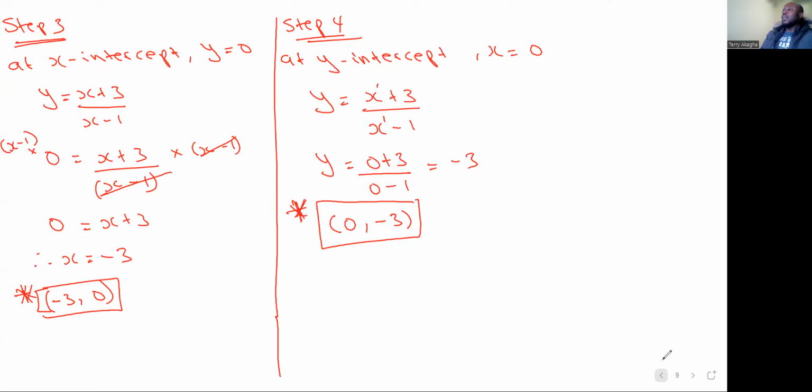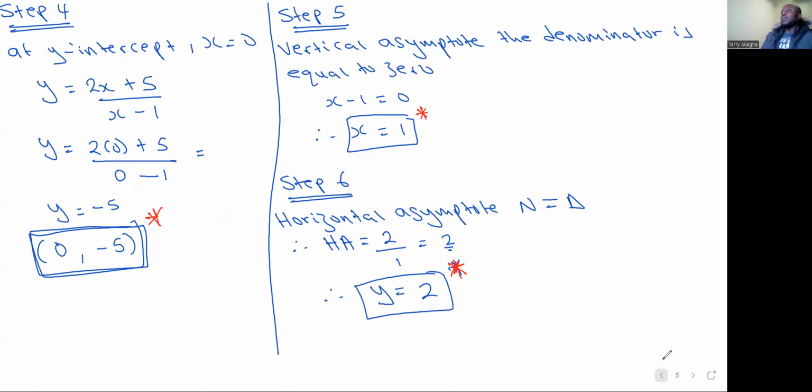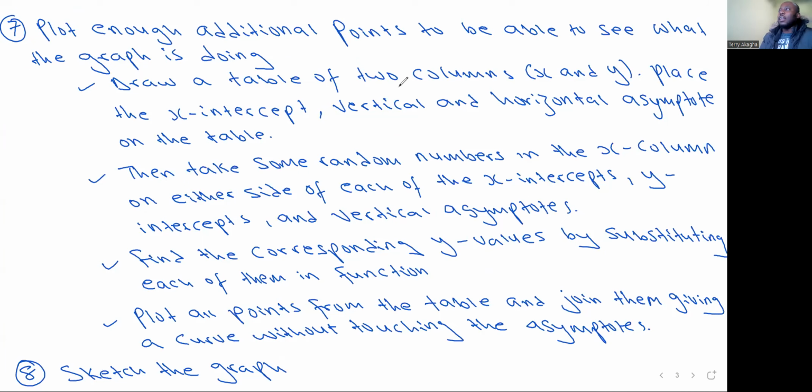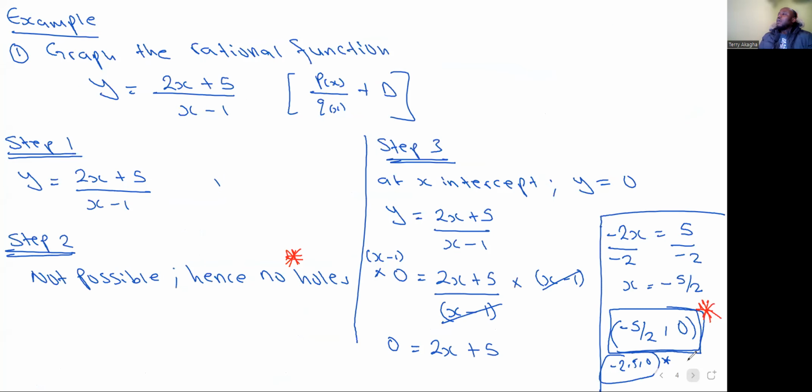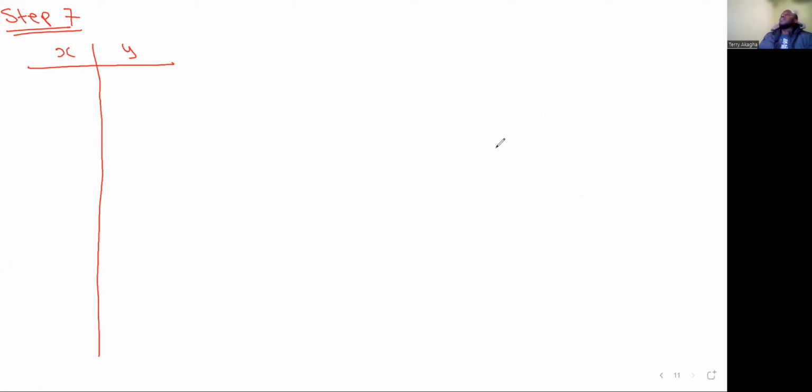So now the next part is that we have to go to step 7. Step 7 is that we have to plot additional points to be able to see what the graph is doing. So we have to then what? Draw a table. All right, so let's draw the table now. Step 7. Okay, so we have x, and we're going to have y. All right, so let's go.